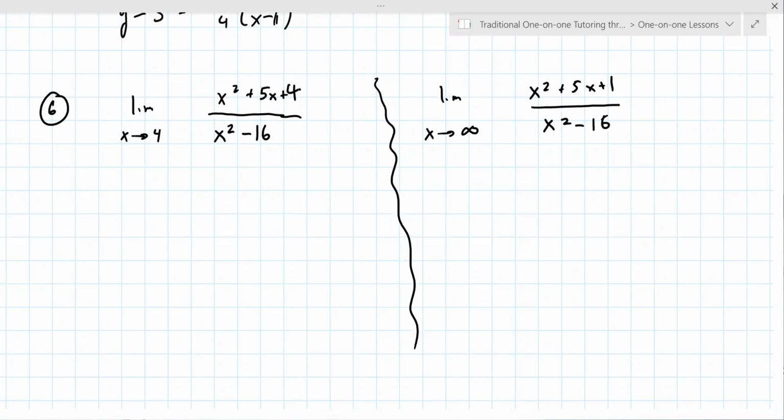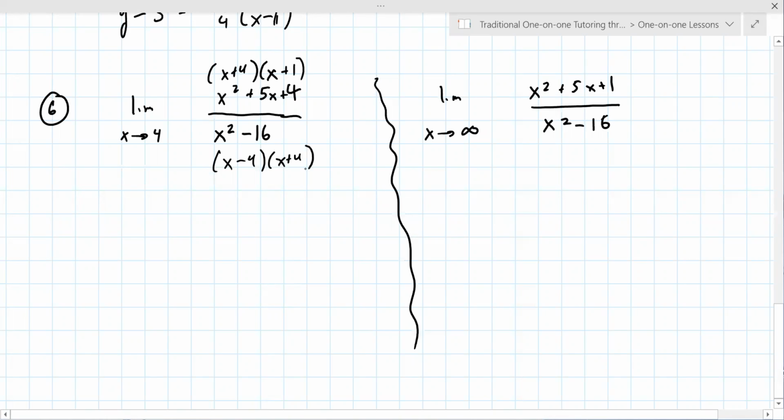Oh, minus and minus. Shouldn't it be x squared minus 5x? No, the top factors to x plus 4, x plus 1. And the bottom is x minus 4, x minus 4. Okay, yeah. So then you plug in 4. So 4 plus 1 is 5 over 4 minus 4, which is 0.